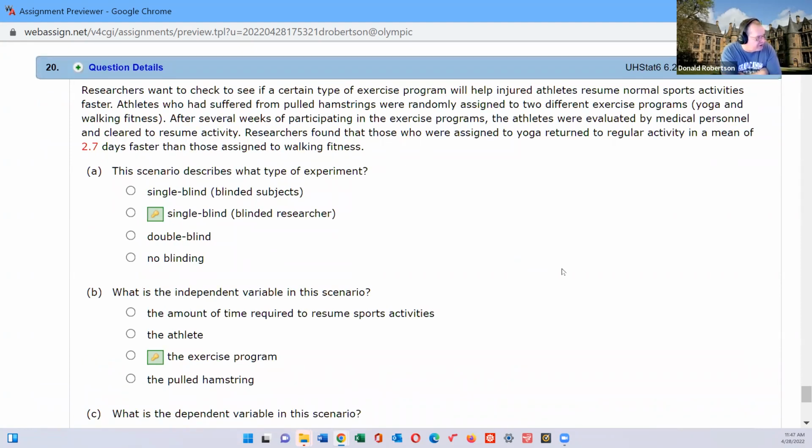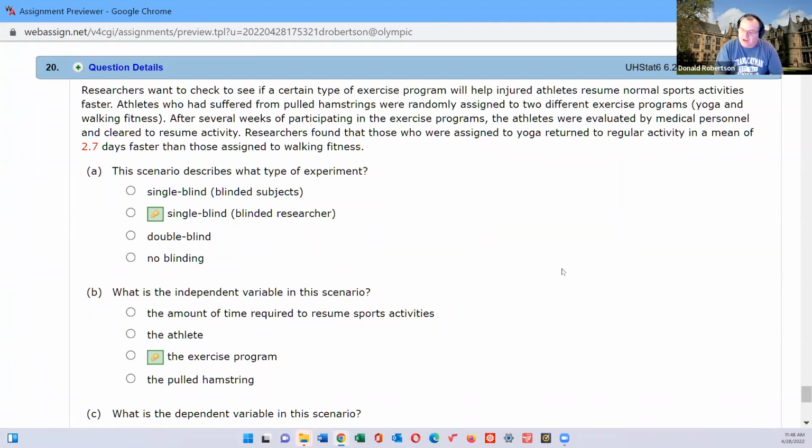Researchers want to check to see if a certain type of exercise program will help injured athletes get back to sports. Athletes who had suffered from pulled hamstrings were randomly assigned to two different exercise programs. The first one was yoga and a walking fitness regimen. And after several weeks of participating in the exercise, the athletes were evaluated by medical personnel and cleared to resume activity. And researchers found that those who were assigned to the yoga returned to regular activity in a mean of 2.7 days faster than the walking fitness.